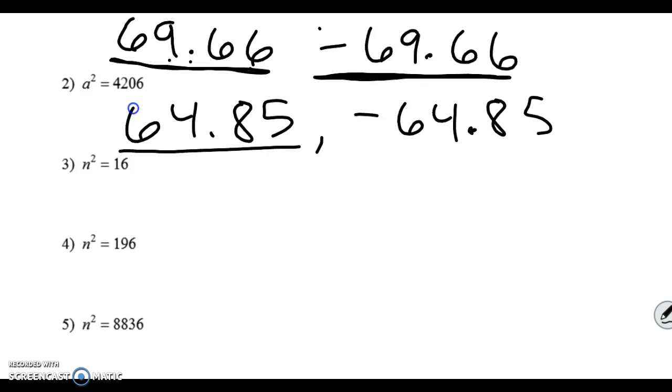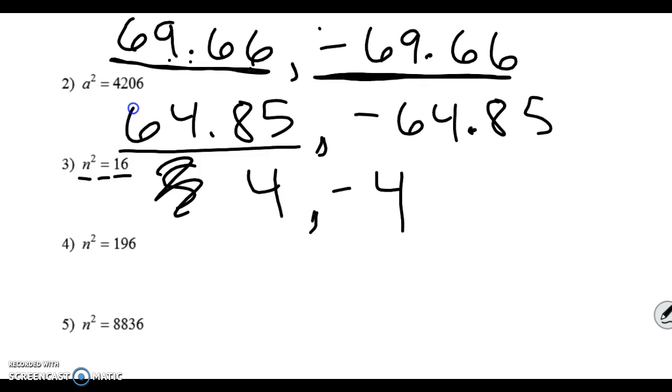Let's do number 3 super fast. Everybody do number 3. So I see n squared equals 16. So everybody plugs in the yellow button, the x squared button, then plug in 16. Hit enter. And we should see 4 and negative 4. Notice the comma. I had to add a comma, but there's a comma.